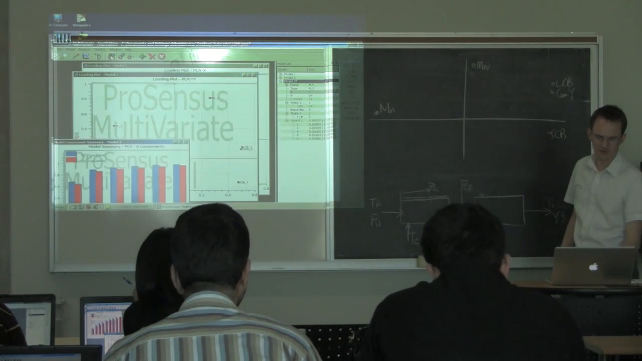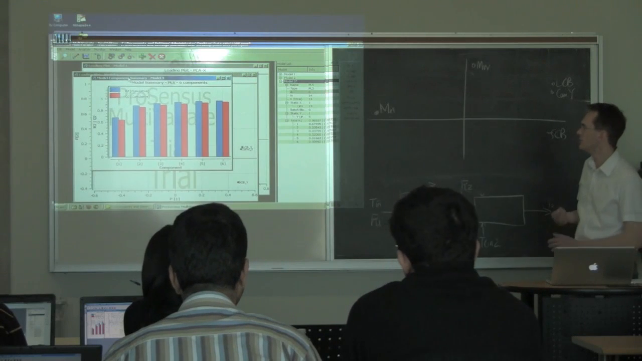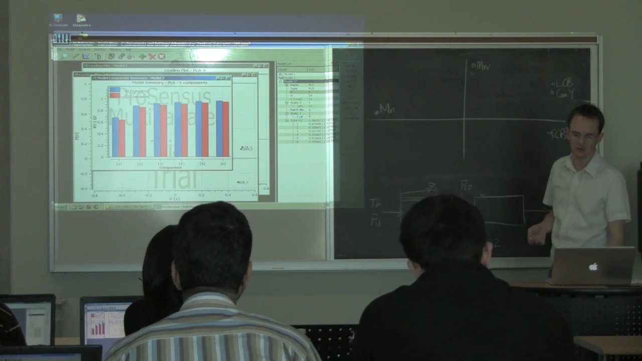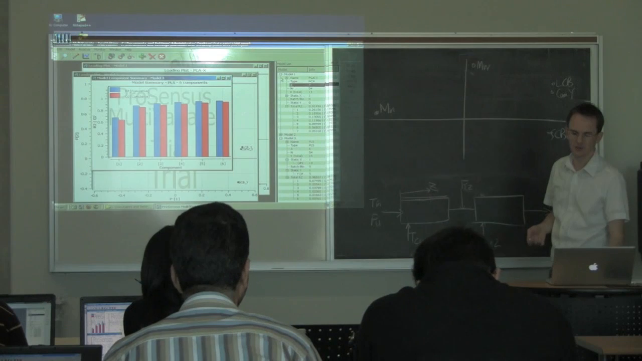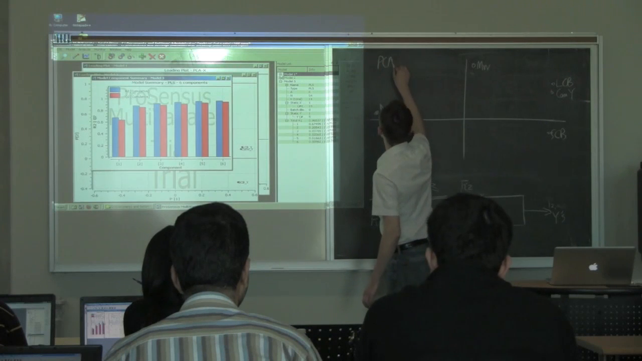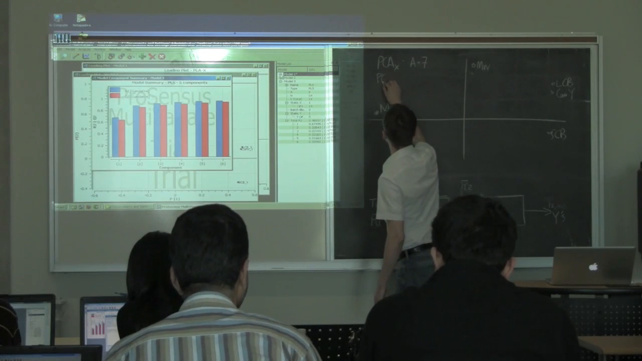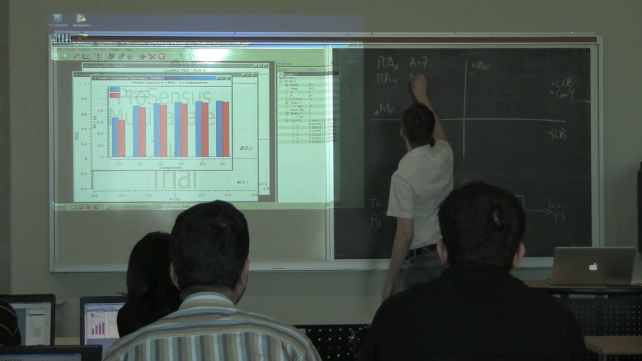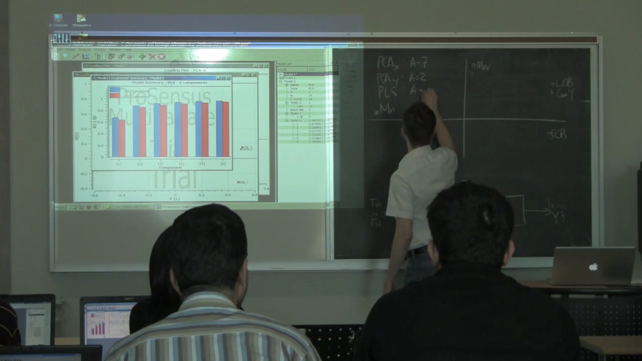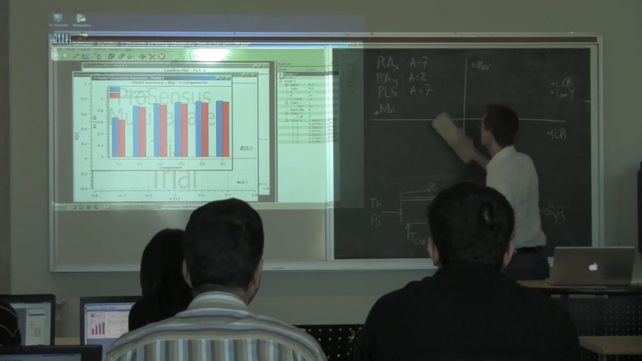So auto fit. Remember, in the previous one, we had seven components for the X space alone, right? Yeah, we had seven components for the X space. Let me just put it here: PCA on X and PCA on Y. But now PLS has six components.